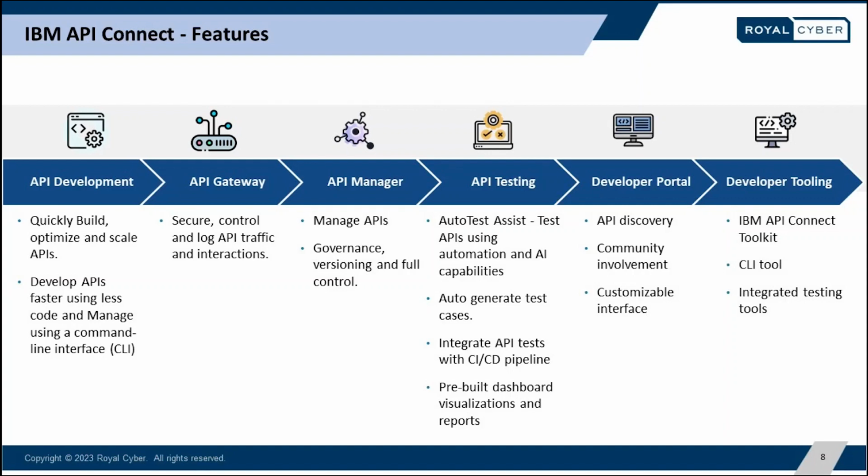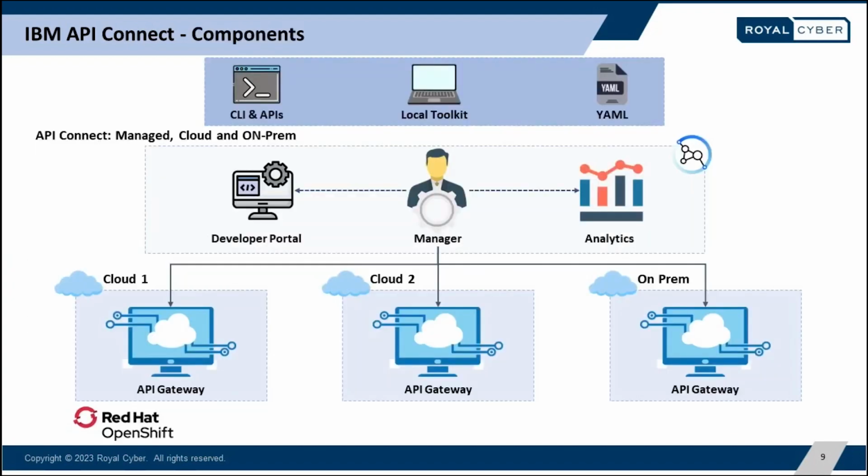Then developer portal, where you can expose your APIs to external developers or internal developers within the organization. Then there is developer tooling, which means you have the developer toolkit, the CLI tool, and an integrated testing tool. So these are the different features, or the tools, available in API Connect that you can use based on your requirement.